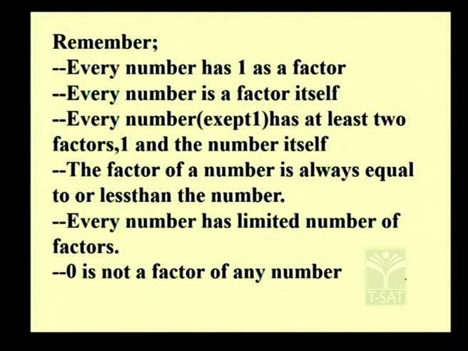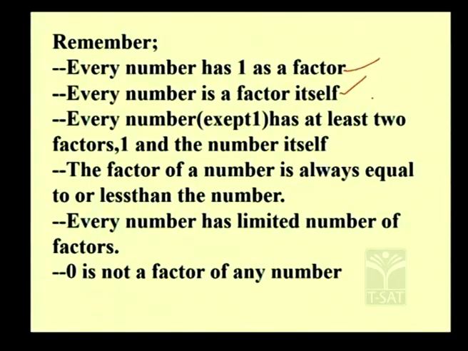Remember some important concepts. Every number has 1 as a factor. Why? Because 1 divides every number exactly. If you divide 24 by 1, 1 into 24 is 24, we will get remainder 0. If you divide 50 by 1, it is 50, the remainder is 0, like that. So, every number has 1 as a factor. Every number is a factor of itself. We have already observed that 81 into 1 is equal to 81. 24 into 1 is equal to 24.